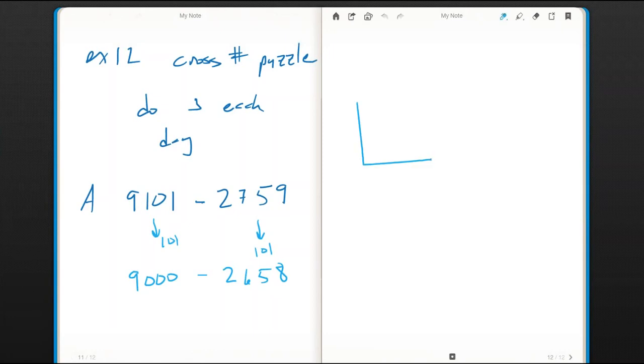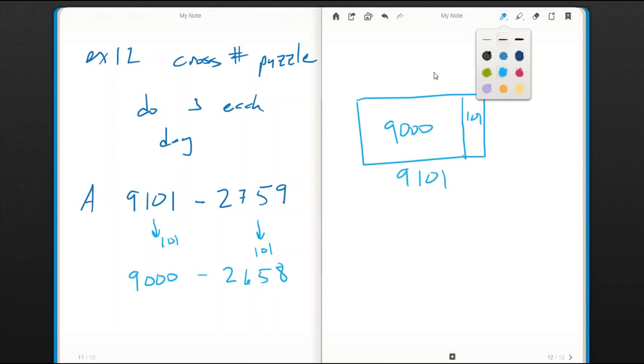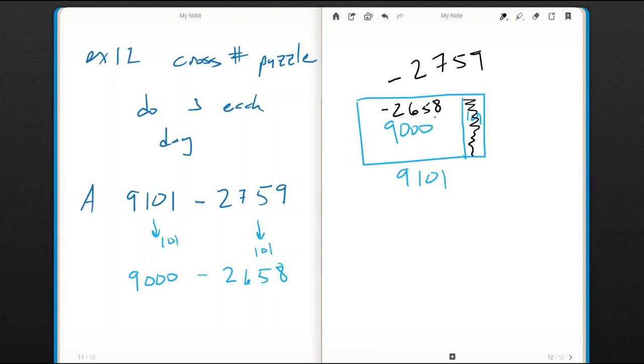Again, think about it. If I have in this box 9,101 somethings, and maybe this is the 9,000 part, and this is the 101 part, and if I'm supposed to take away 2,759, if I take away the 101 from here, then I only have to subtract the 2,658 from here. That's why it works that I can take both numbers down by 101. And then we had that lovely skill I was telling you about.